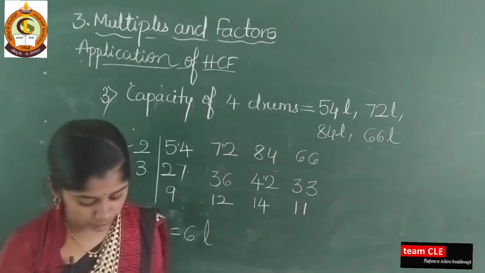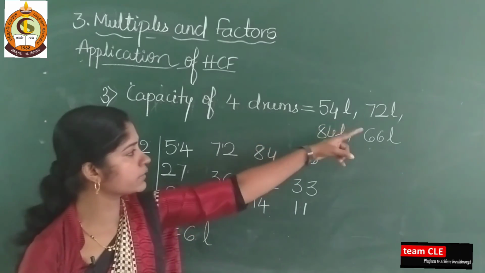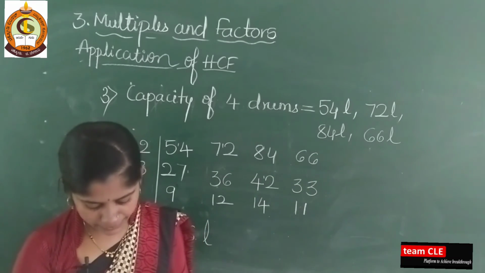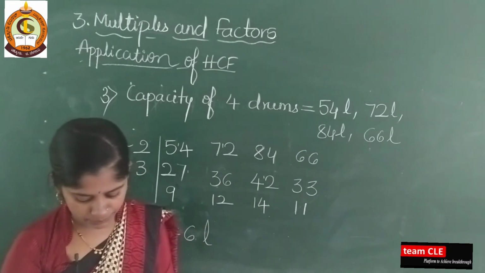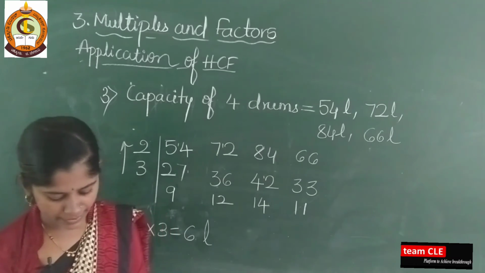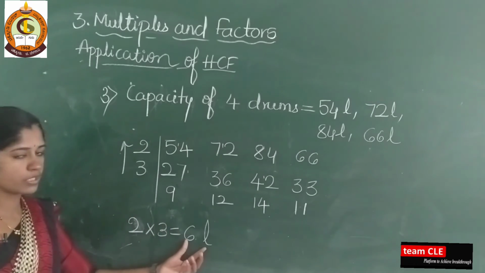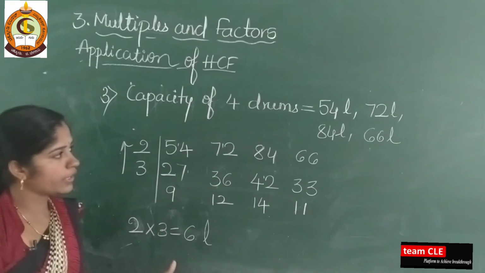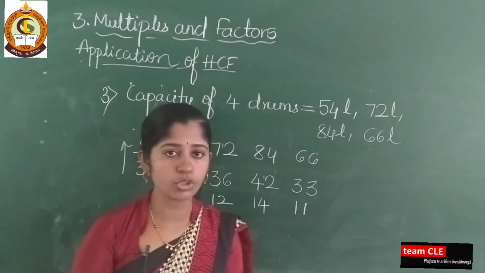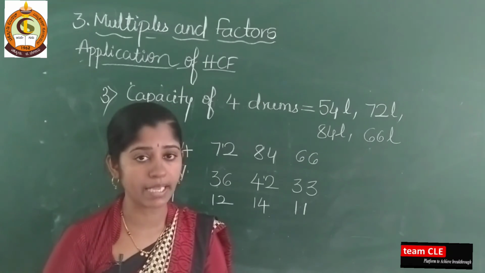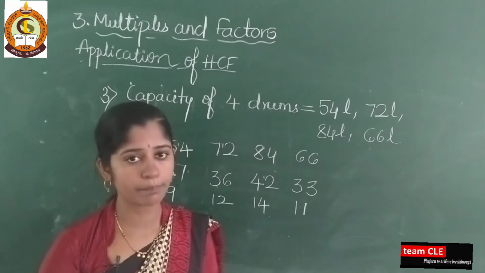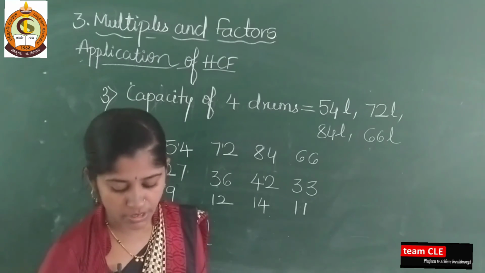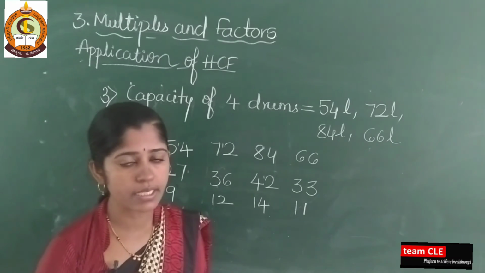See here, there are 4 drums containing 54 liters, 72 liters, 84 liters and 66 liters. Find the capacity of the largest can that can measure oil in the 4 drums by an exact number of times. We are getting the answer 6 liters. So you have to solve this many times. Here you need more practice. Each example you have to solve 3 to 4 times, then only you will understand it.